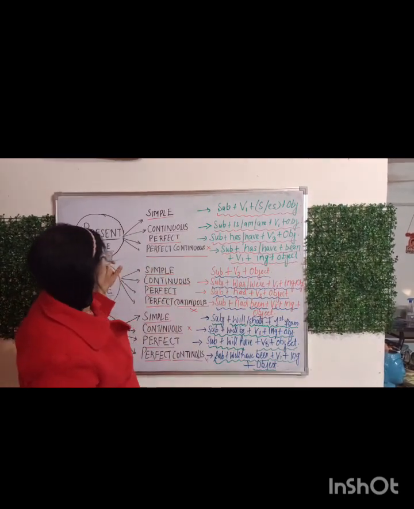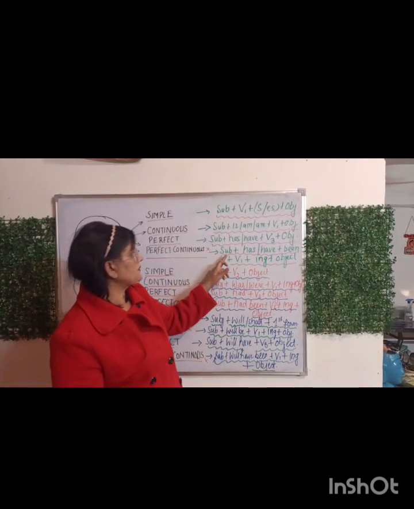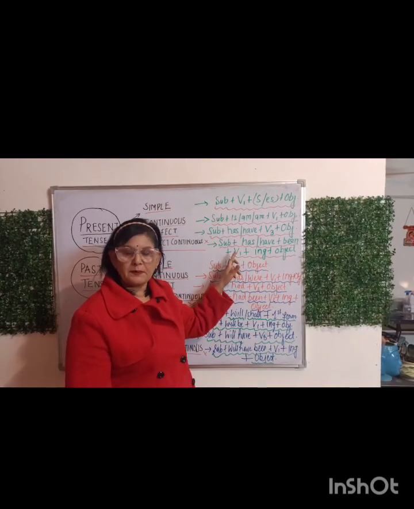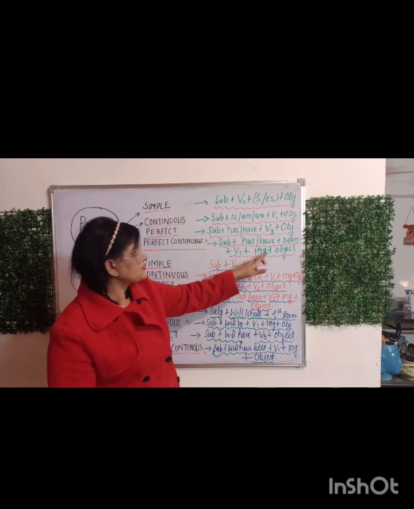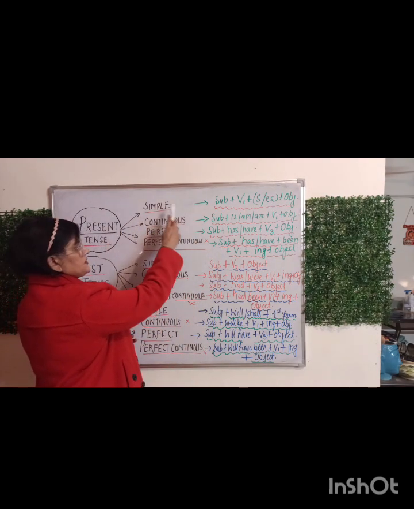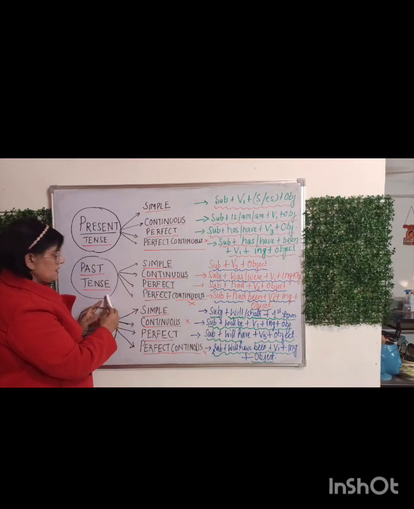So let's go to the next one, that is present perfect continuous tense. The formula will be subject plus has/have plus been, B-E-E-N, plus V1 plus ing and plus the object. So the simple present tense we have already done, and next we move on to the past tense.